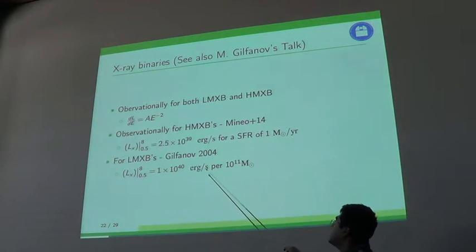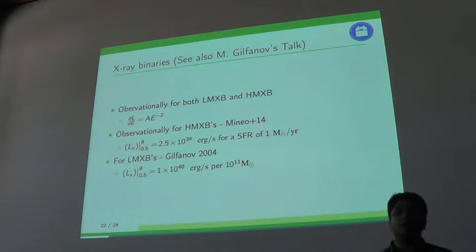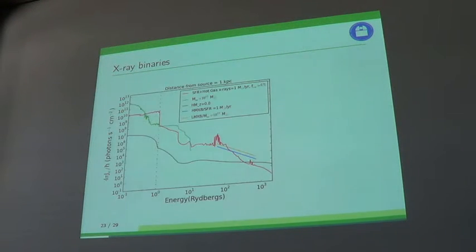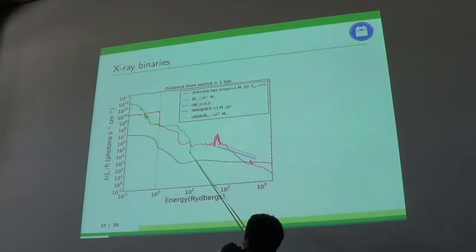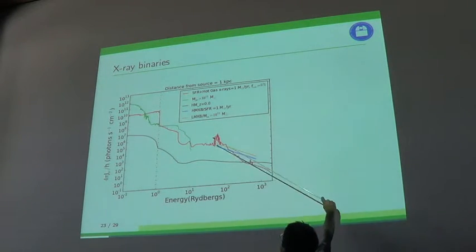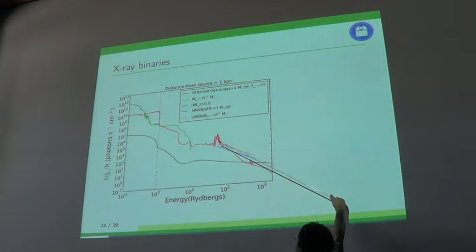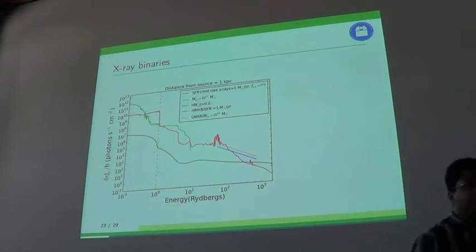Low mass X-ray binaries are a bit higher, 10 to the 40, if you have an old stellar population of 10 to the 11 solar masses. And these are all observational constraints, mainly from Marat Gilfanov's group. And so you can plot the spectra again. This is the soft X-rays that I use. This is the post-AGB. This is the Haardt et al. Kirchhoff 0. And these two are the low mass and the high mass X-ray binaries.